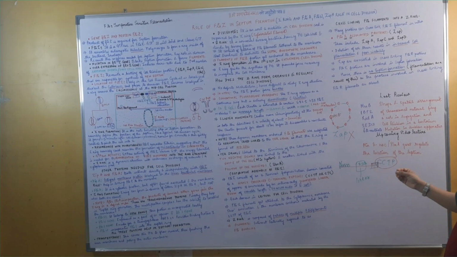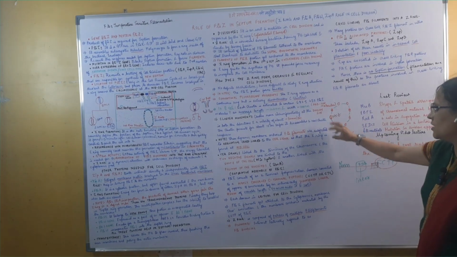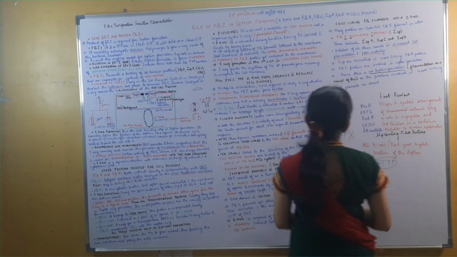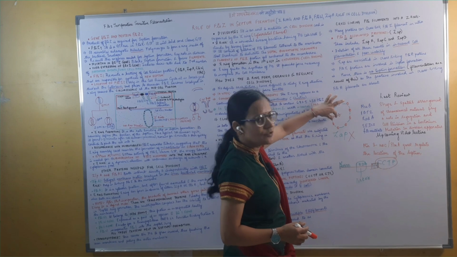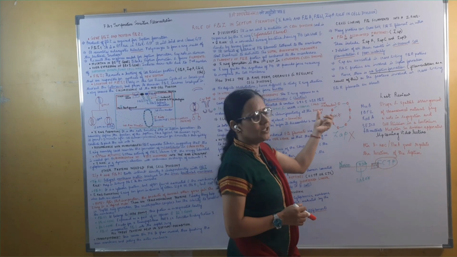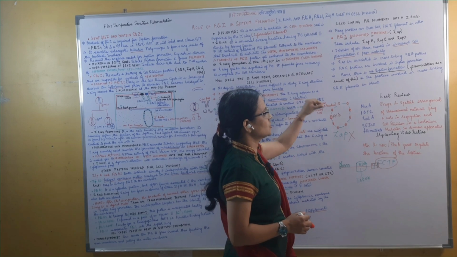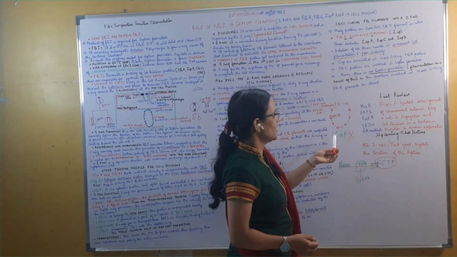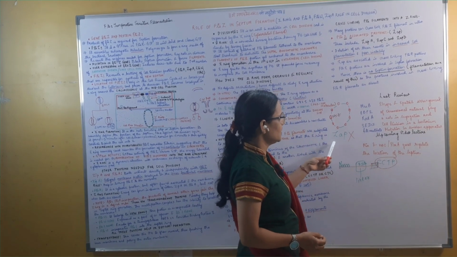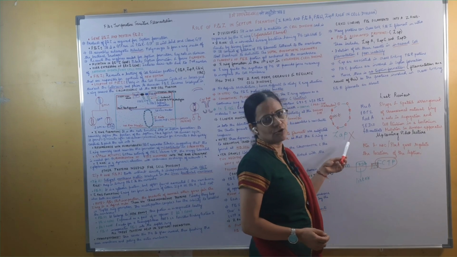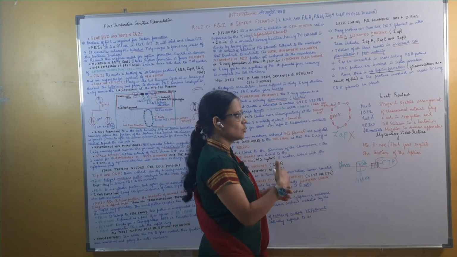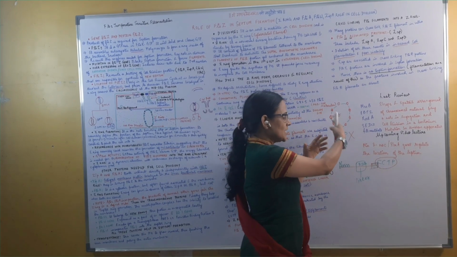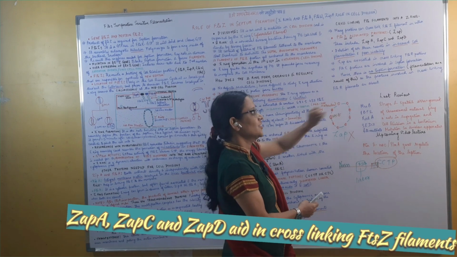So you have the Z ring in the form of patches. There are multiple patches of these FtsZ filaments. Now these filaments are joined to each other. You have these patches, or clusters of FtsZ filaments, but they need to be joined. This joining, or cross-linking, is done by another group of proteins called ZAP proteins. Z stands for FtsZ, A stands for associated, and P stands for protein. So ZAP proteins are always associated with FtsZ proteins, and they aid in cross-linking these clusters or patches of FtsZ filaments.